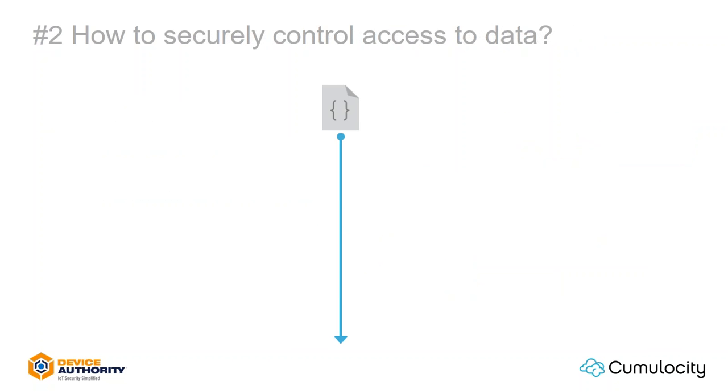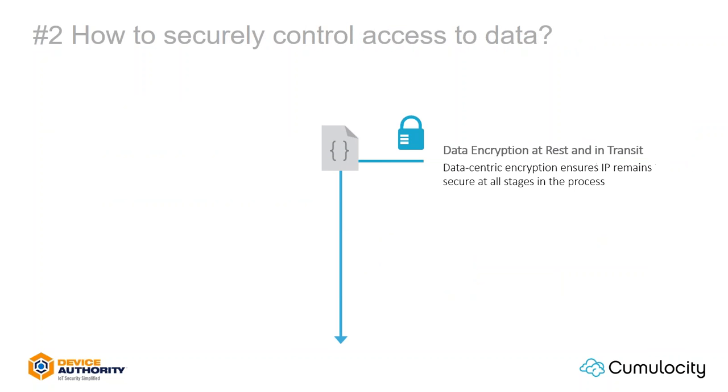So how do we securely control access to that data? Again, data encryption at rest and in transit. And I don't just mean the transport layer stuff here. Again, actually encrypting the message so that you can have cryptographic assurances that your intellectual property wasn't viewed by a malicious individual at any point in time.